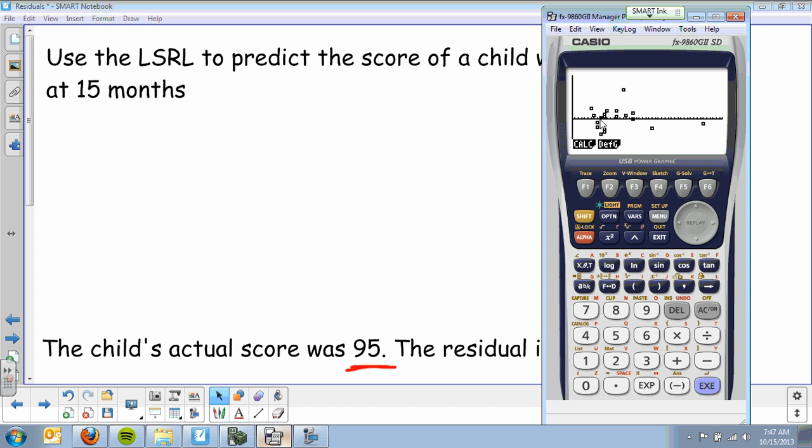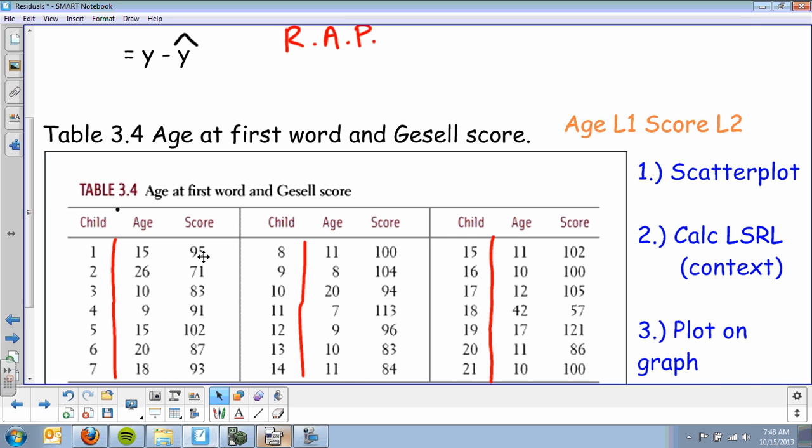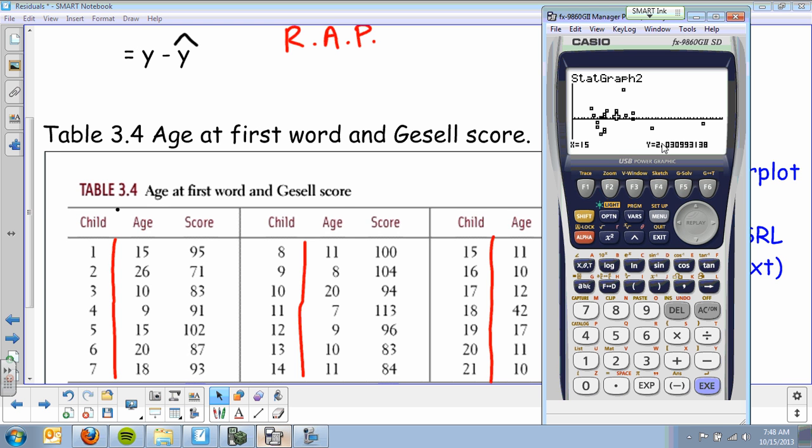Now, this horizontal line here basically makes a sideways plot with all my residuals. If I trace, shift, trace, the very first one gives you the x value of 15 with a y value of 2.03. That was this point, 15, but instead of the y value being 95, it's the residual of 2.03. So keep in mind, negative residuals are points below the line. That means that this child here, 26, actually did worse than would have been predicted by the model.